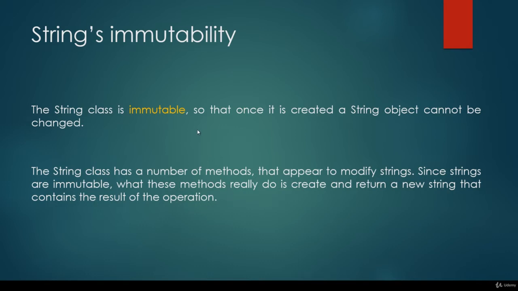So this is why we have to be very careful when manipulating strings, because these operations are usually not memory efficient. We keep creating several objects on the heap memory because strings are immutable. So once it is created, a string object cannot be changed, which means that whenever we do some modification, Java is going to create a new object.